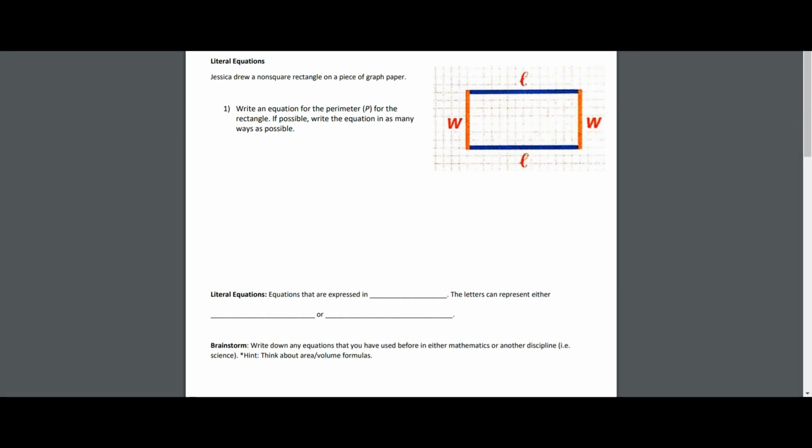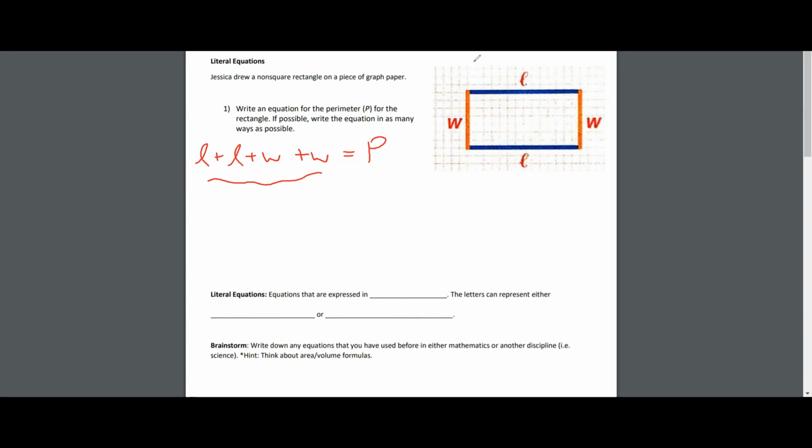Okay, so perimeter, if we remember, is the sum of all the sides of a figure. So with a rectangle, we have four sides that we have to add together. So length plus width plus length plus width equals perimeter. And you could have those sides flipped. You could have P equals W plus L plus L plus W. You could have these in whatever order you wanted to, as long as you had all four of them there.